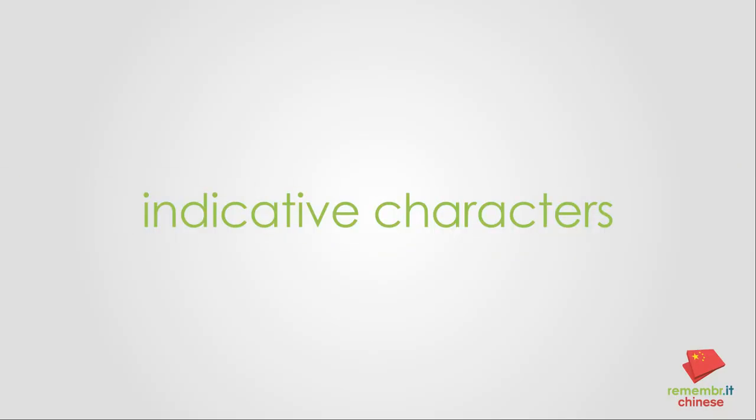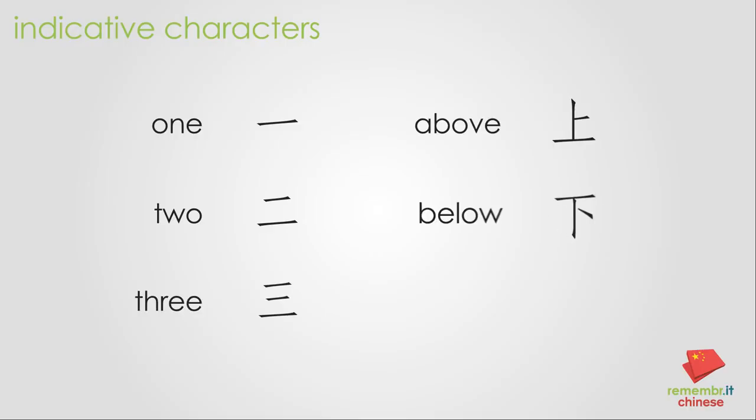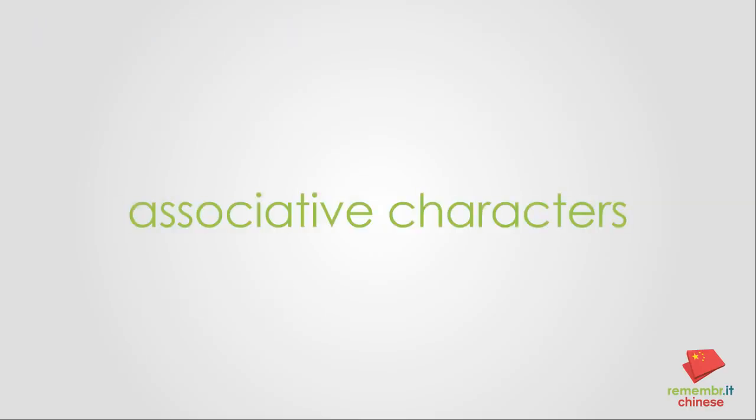One way was to create indicative characters where basic concepts are represented with a small number of simple strokes, such as the characters for 1, 2, and 3, and above and below. The other way was by combining existing characters together to give new meanings. These types of characters are known as associative characters.